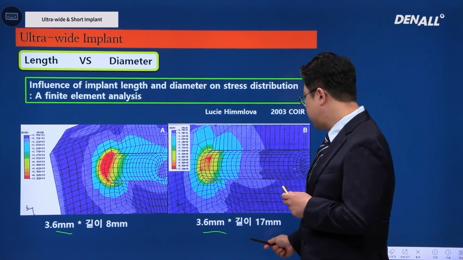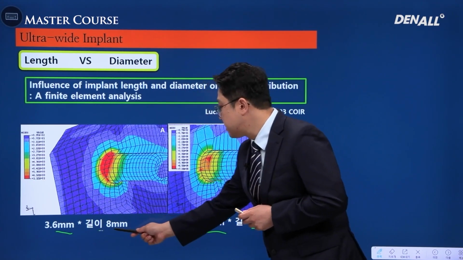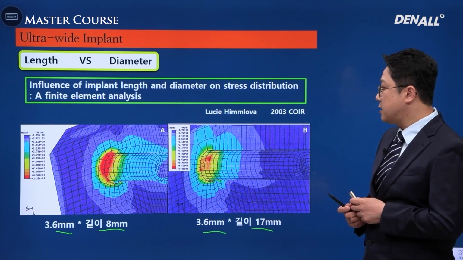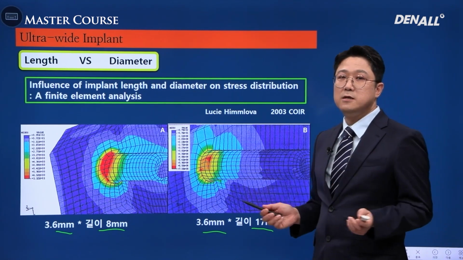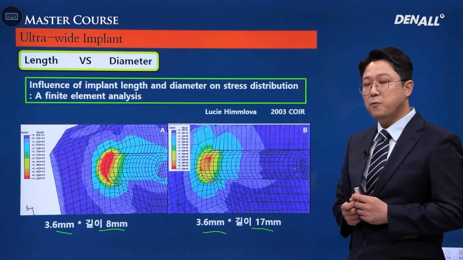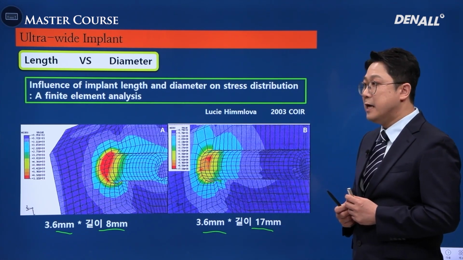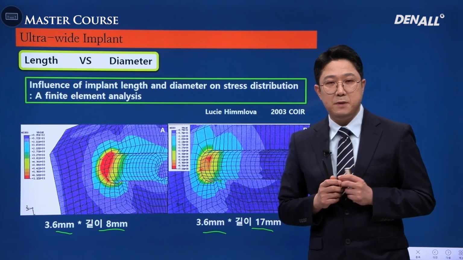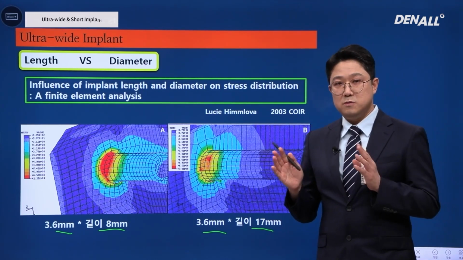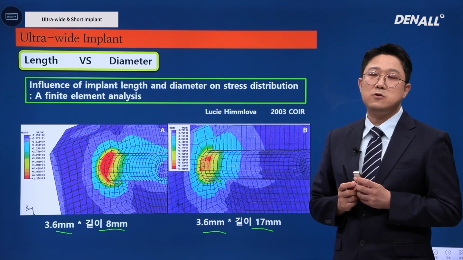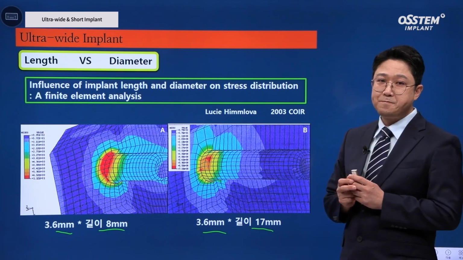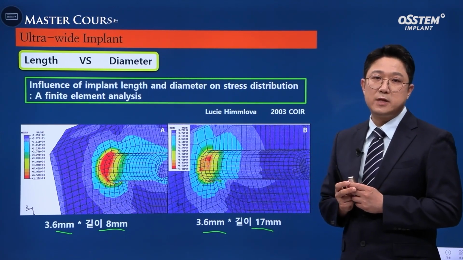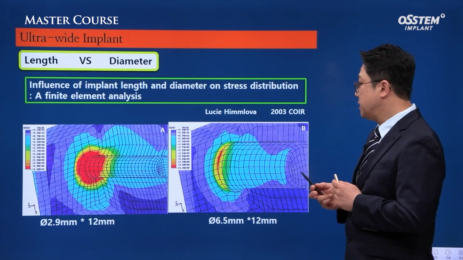If you look at the FE analysis, these are same diameter implants, but the length differs. If you look at how the stress is being applied, although the length is lengthened, it does not mean that the stress distribution becomes more favorable. The stress applied to the implant is distributed at about 5 to 6 millimeters of implant length. Therefore, increasing the length significantly does not mean that it will have more favorable results in terms of stress distribution.